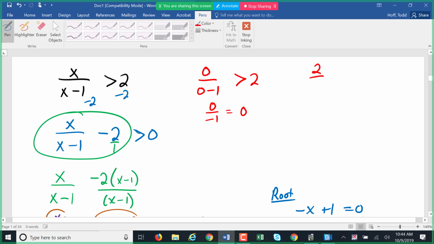Let's test 2. 2 over 2 minus 1. That's 2 over 1. That equals 2. That is also not greater than 2. So there are no solutions to this one. There are no points where this graph is greater than 2.